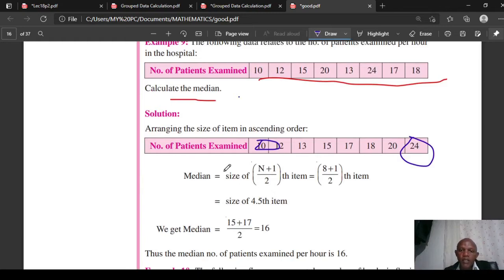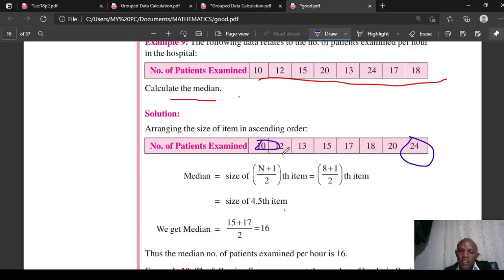Given these observations, the median will be the size of the n plus 1 over 2 ith item. So how many observations are there? 1, 2, 3, 4, 5, 6, 7, 8. 8 plus 1 is 9. 9 over 2 will be the position that lies at the center for this specific data. So here we are saying that the median will be the size of the 4.5th item.